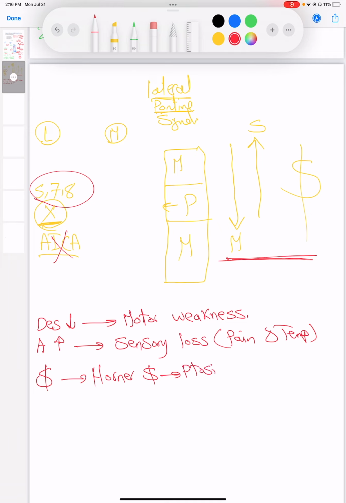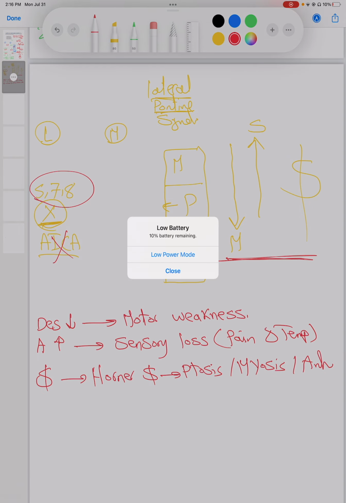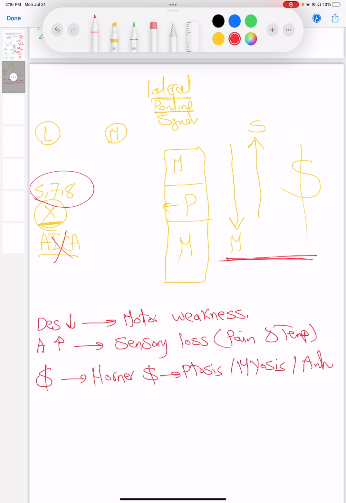ptosis, miosis, and anhidrosis. Okay, and we have the cranial nerves, which are 5, 7, and 8. Actually, for lateral pontine syndrome, cranial nerve 7 is very characteristic. So we have the facial nerve lesion.